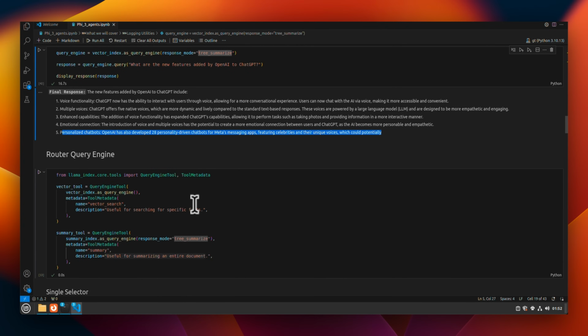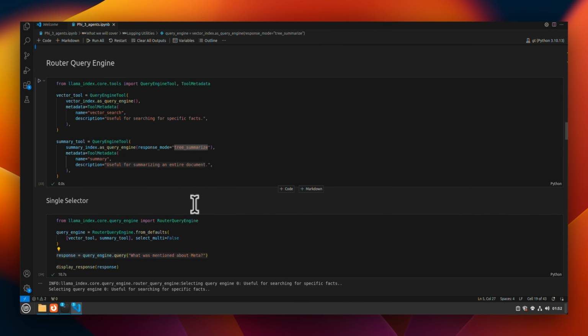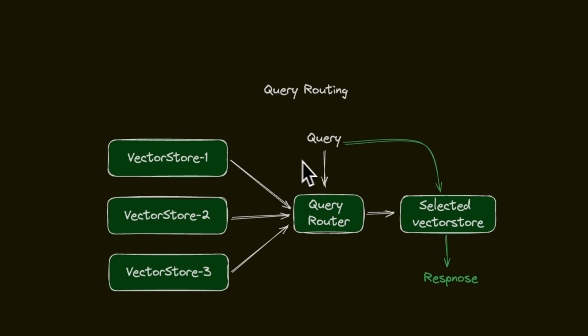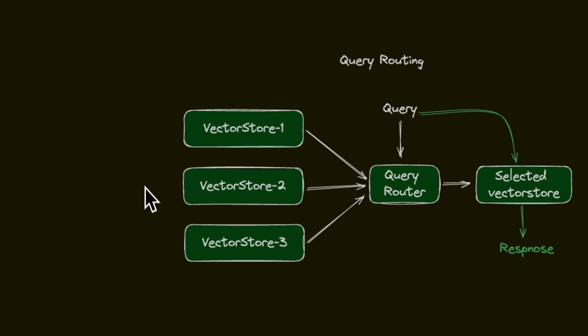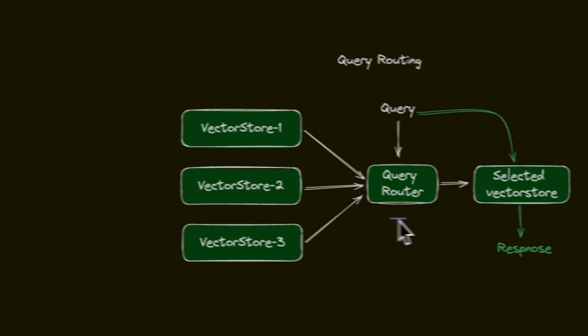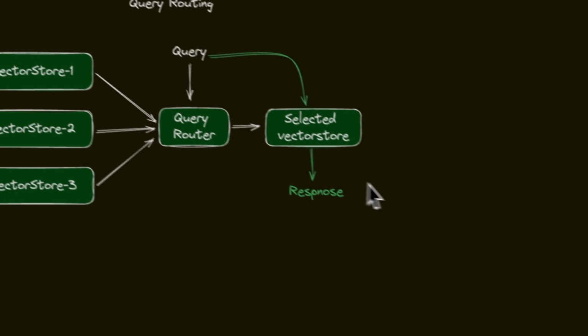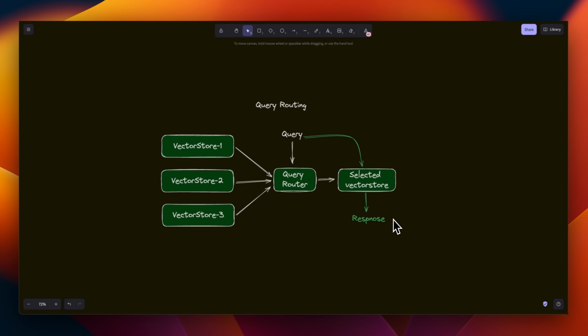Okay, now let's look at its ability to do query rerouting, which is actually another application that is getting a lot of traction. But first, let me explain the concept of query routing or rerouting. So let's assume you have multiple vector stores and each vector store has a different sort of information. Now you will provide a detailed description of each vector store to this query router that will take the user query, and based on the description of each vector store, it will decide which vector store to use. And then based on that vector store, the LLM will generate a response.